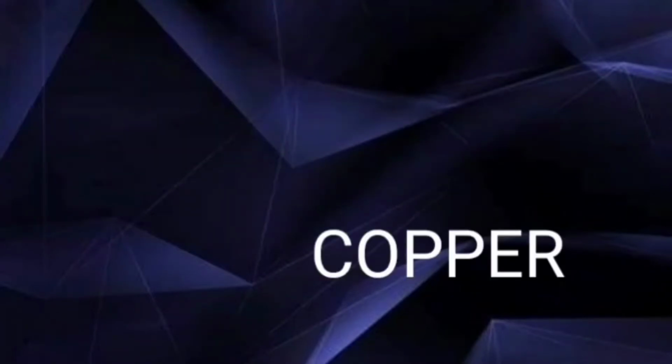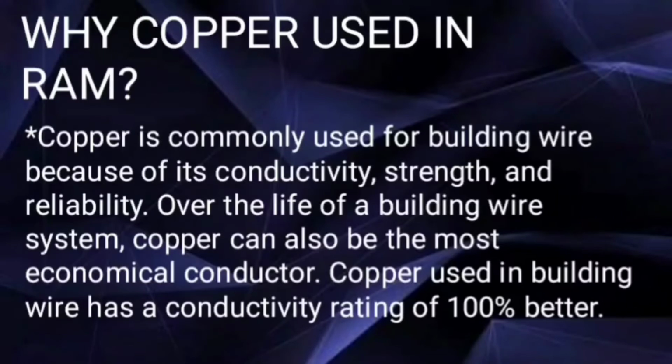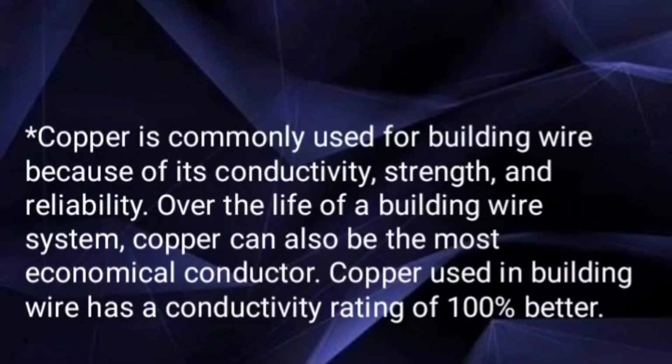Random access memory is made out of copper. Copper is commonly used for building wire because of its conductivity, strength, and reliability. Over the life of a building wire system, copper can also be the most economical conductor. Copper used in building wire has a conductivity rating of 100% or better.